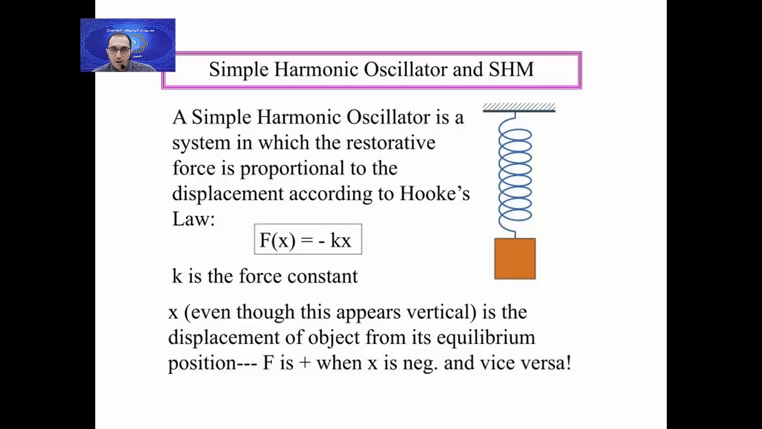When we studied this relation, F is directly proportional to the displacement x, we found the relation F equals negative kx. What is k? k is the force constant, or the spring constant. x is the displacement of the object from its equilibrium position, and F is positive when x is negative and vice versa. This is Hooke's law, F equals negative kx.